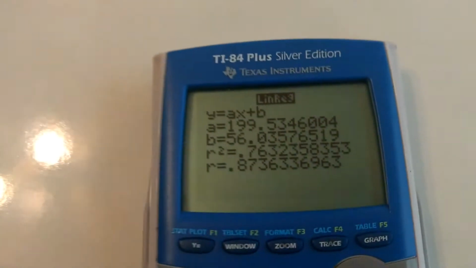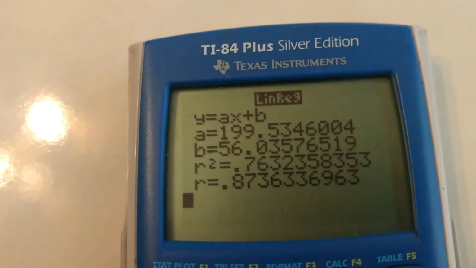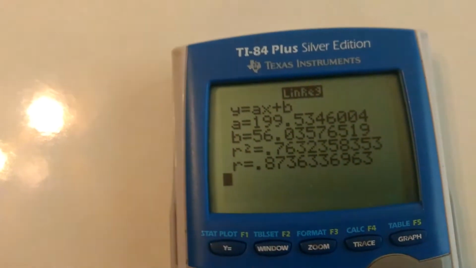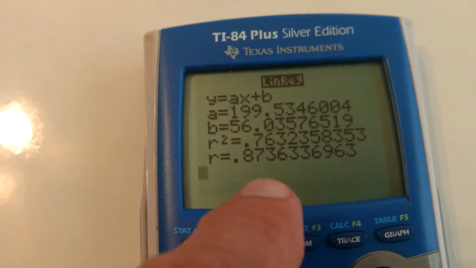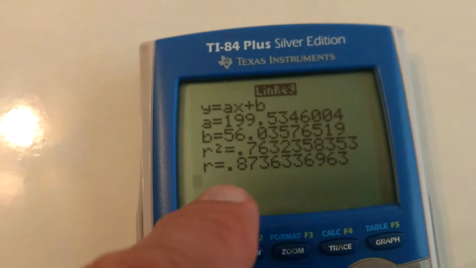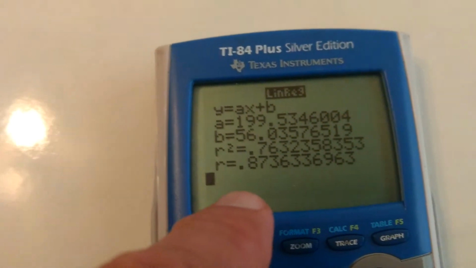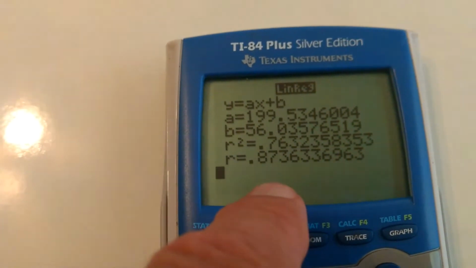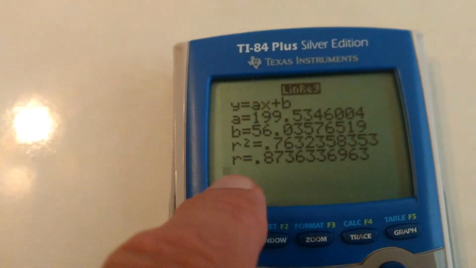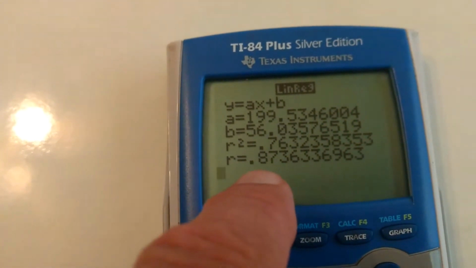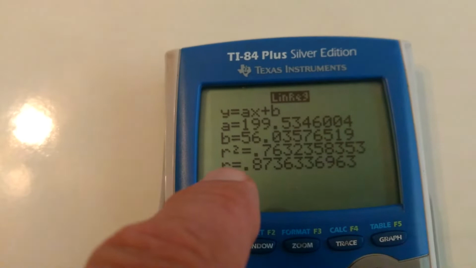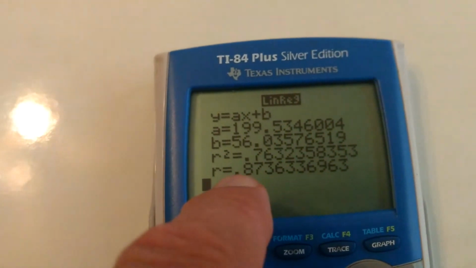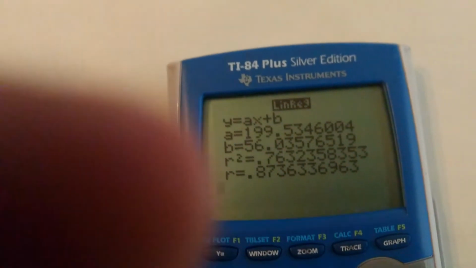Now let's go back to the calculator. Notice that when I calculated a regression, it gave me r squared and r. We just talked about r in the last section, which is telling us correlation. So we can see that this has a pretty strong positive correlation because it's 0.87. Remember, r is only going to be between -1 and 1. We see that we have r squared. R squared is what we call the coefficient of determination.